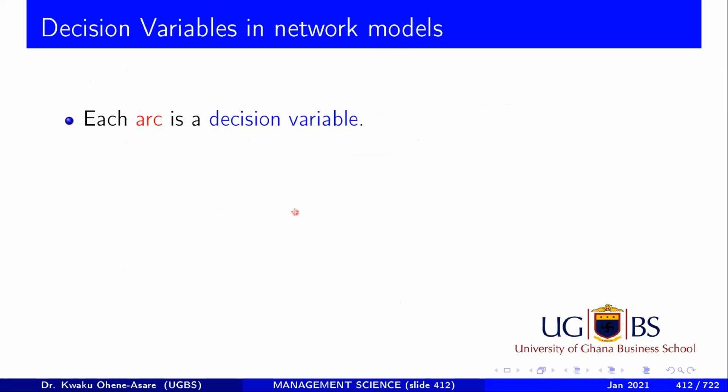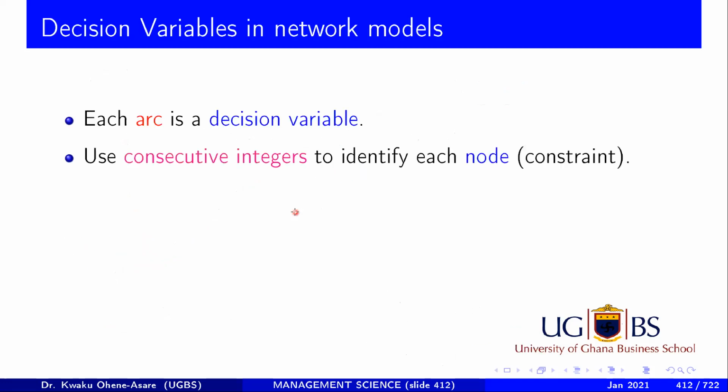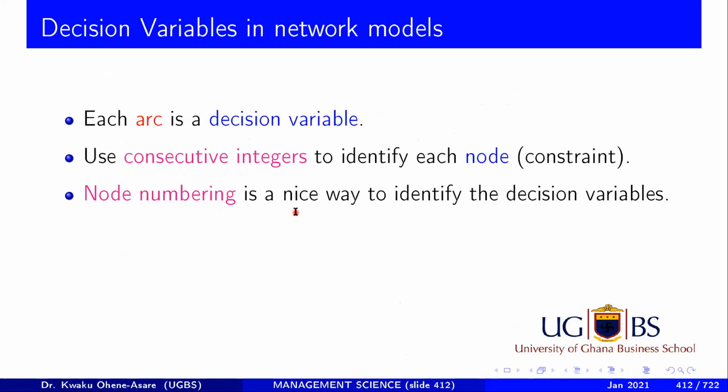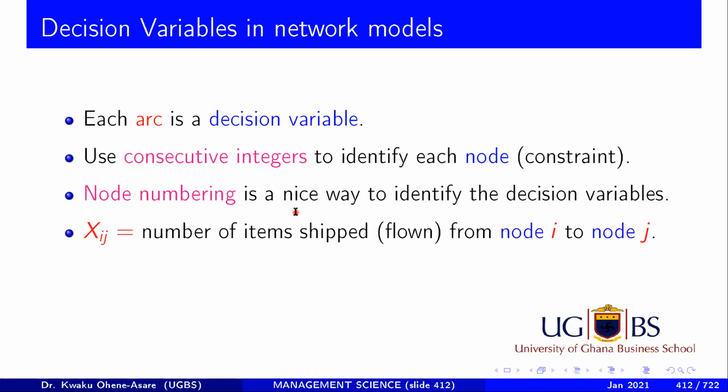So please note the arc represents the decision variables and the nodes represent the constraints. Now the node numbering is a very nice way to identify the decision variables. The way we number the nodes is very nice, and we're going to look at that. We use something like Xij to represent the number of items that are taken from node I to node J.